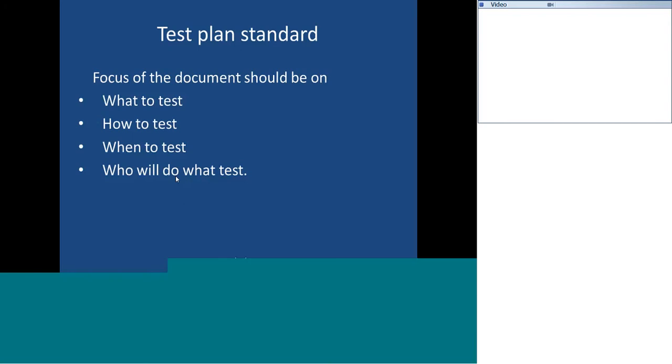Now we'll go through the actual sections from a test plan standard template point of view. The basic idea is that in any standard template of any organization, a test plan covers these four items: what to test, how to test, when to test, and who will do what test. All these four will be covered in any test plan. So this is just layman terminology. Now we'll go through the actual terminology, the actual vocabulary that we'll be using as part of the test plan.